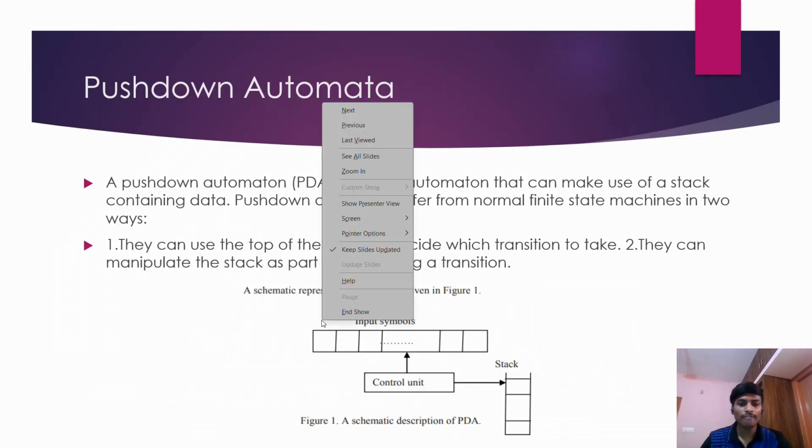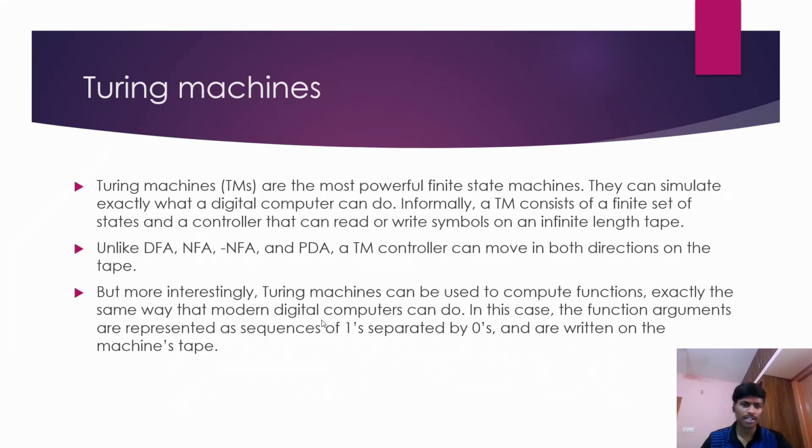And next we have Turing machines. Turing machines are the most powerful finite state machines. They can simulate exactly what a digital computer can do. Informally, a TM, Turing machine, consists of a finite set of states and a controller that can read and/or write symbols on an infinite length tape.